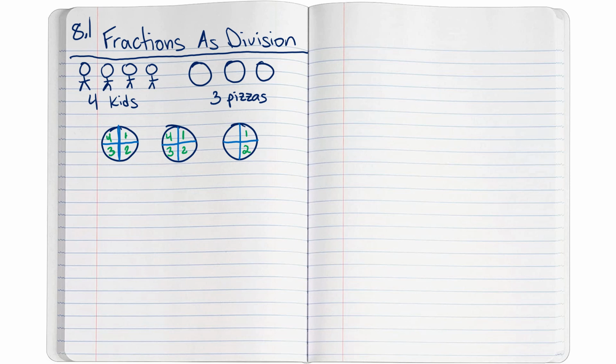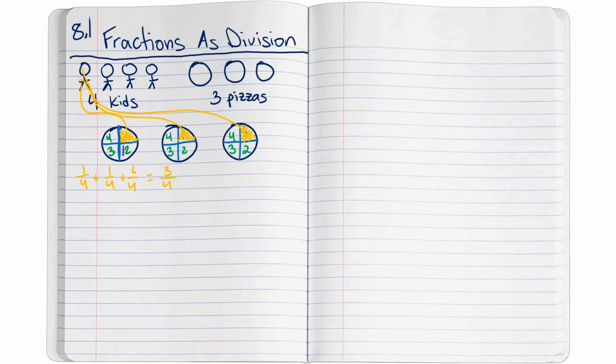1, 2, 3, 4. The big idea here is that if I gave this piece of pizza from each pizza to one of the kids, then that kid would end up getting 3/4 of a pizza. They would get 1/4 plus 1/4 plus 1/4. Altogether, that kid would get 3/4 of a pizza. And I could repeat that.